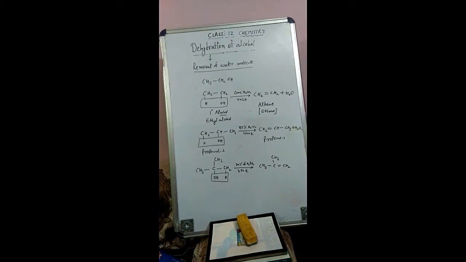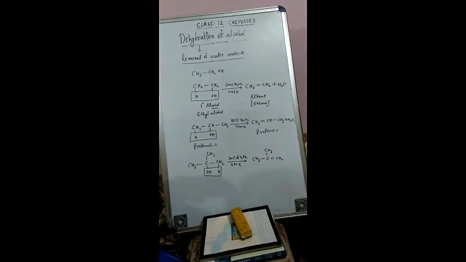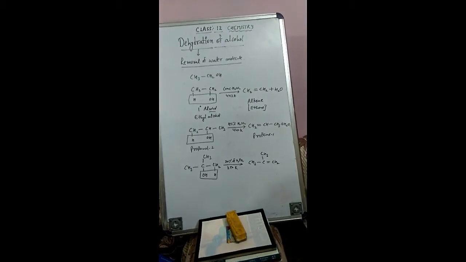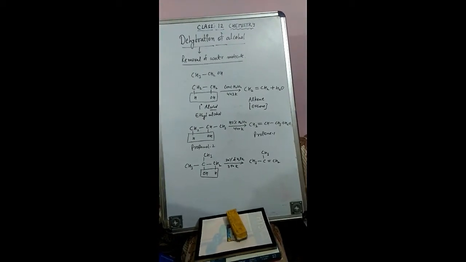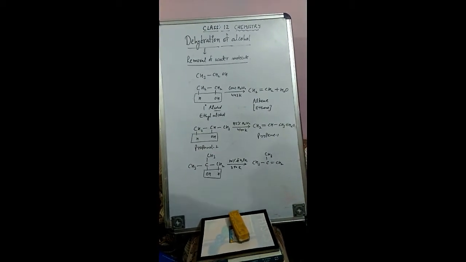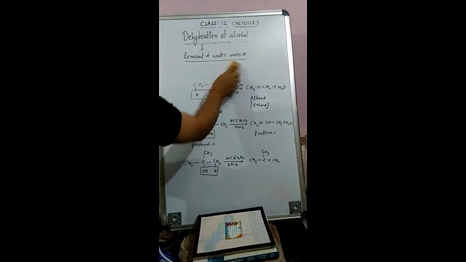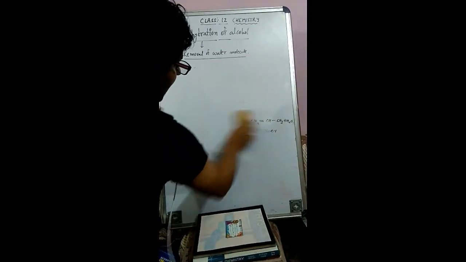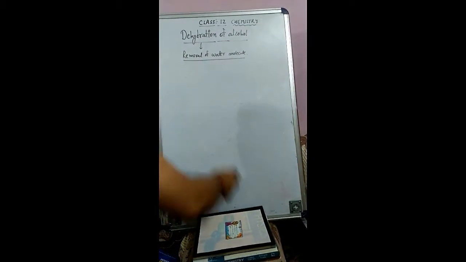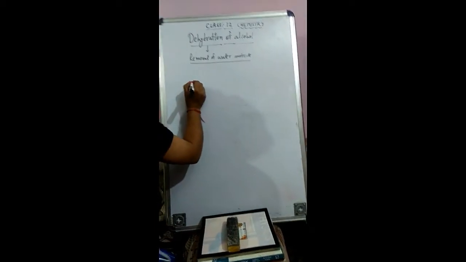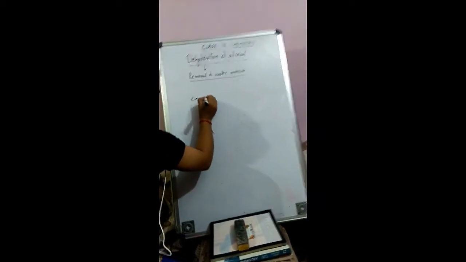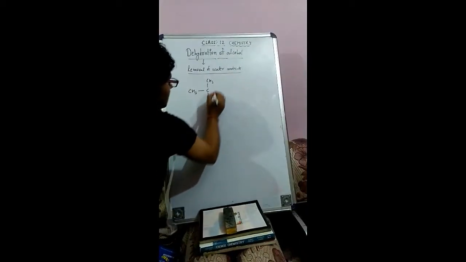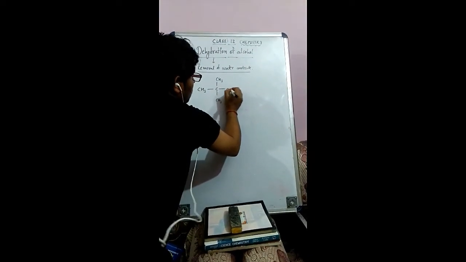Now the point is this: what is the reactivity order of the dehydration of alcohol? Will primary react first, secondary first, or tertiary first? We can simply understand that this way. Suppose I have a tertiary alcohol. This is CH3-C(CH3)(CH3)-O.